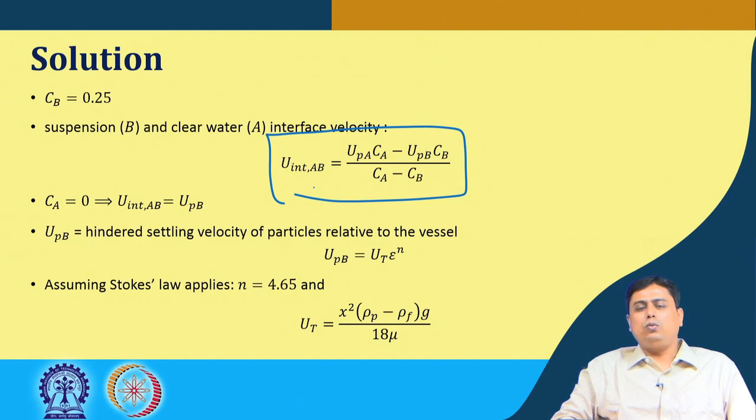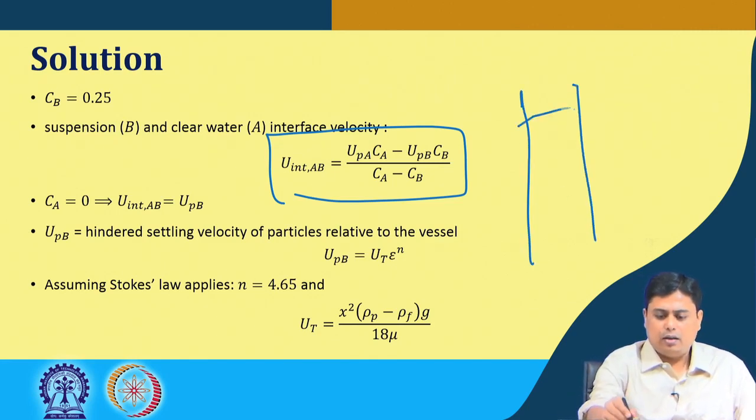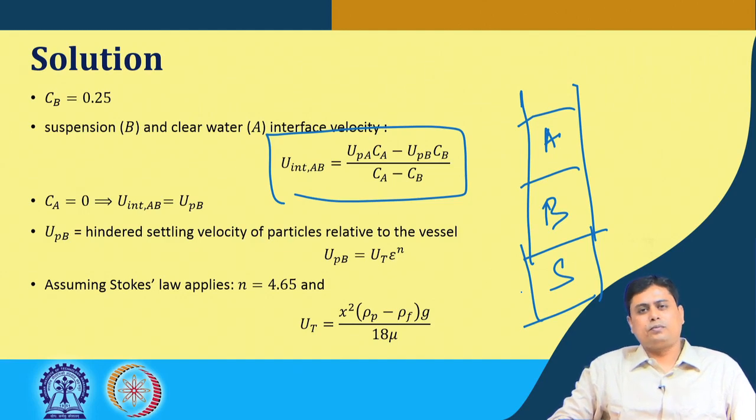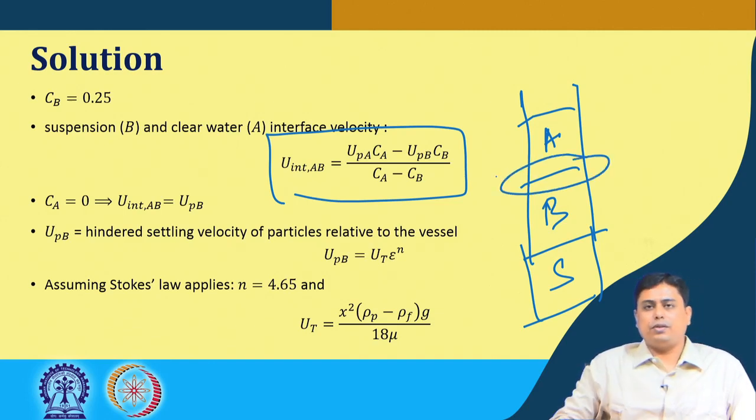where UPA is the volumetric flux of zone A, the particle settling volumetric flux. Similarly, that is designated for zone B as UPB. The concentration in A is, see, this is zone A, this is zone B, and say this is zone S. So, the concentration in zone A is Ca and the concentration in zone B is Cb. This is our interface.